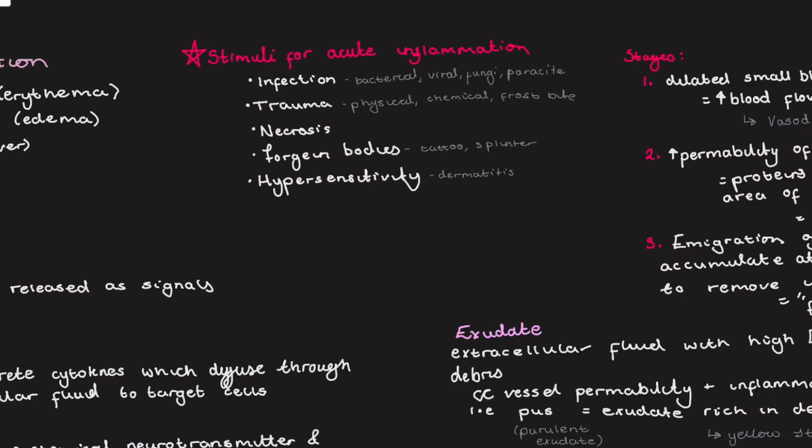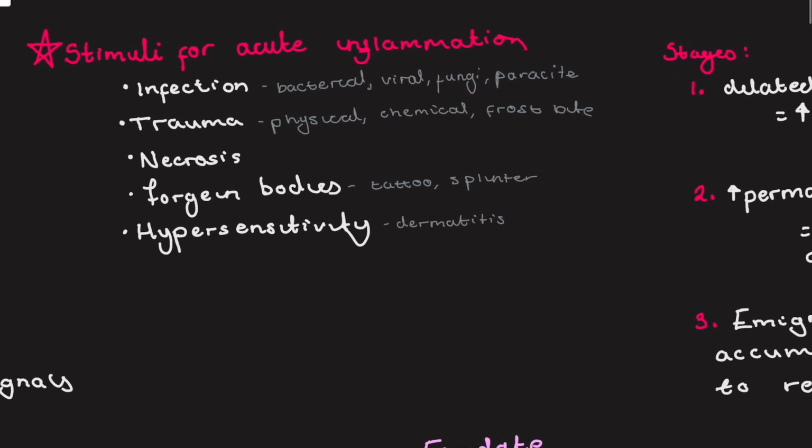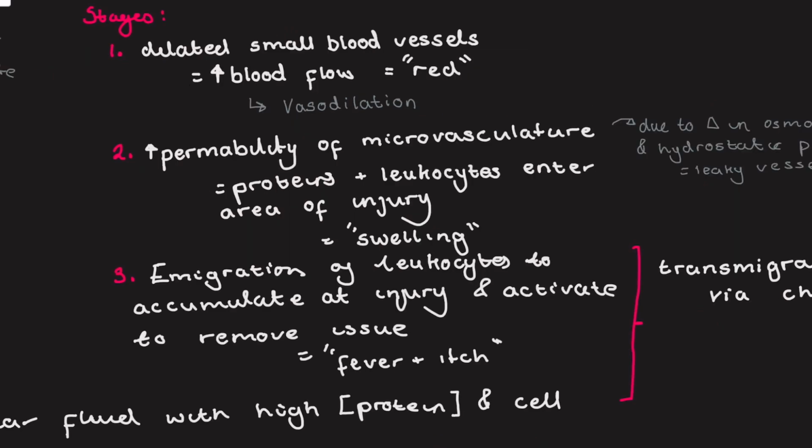There are a number of different stimuli for acute inflammation, some being infections, trauma, necrosis, so cell death, the presence of foreign bodies, so pathogens, and hypersensitivity. There are a few stages to inflammation, and in the earliest stages you get dilation of small blood vessels. This leads to increased blood flow called vasodilation, which leads to the redness as the blood is close to the surface of the skin.